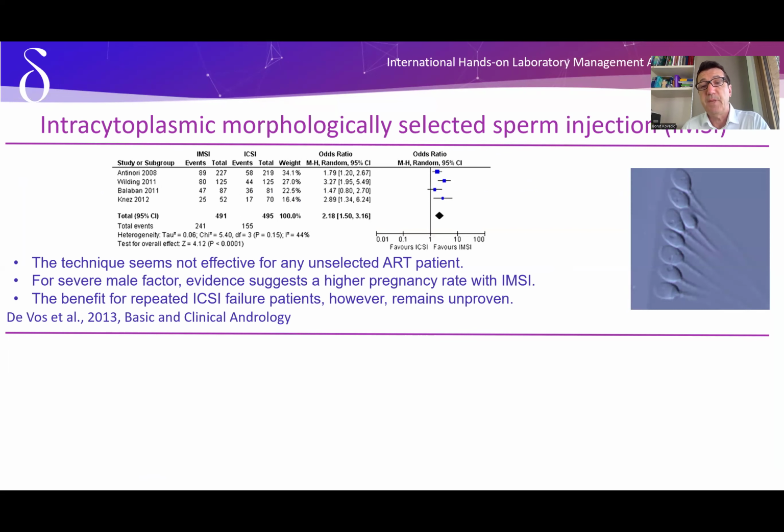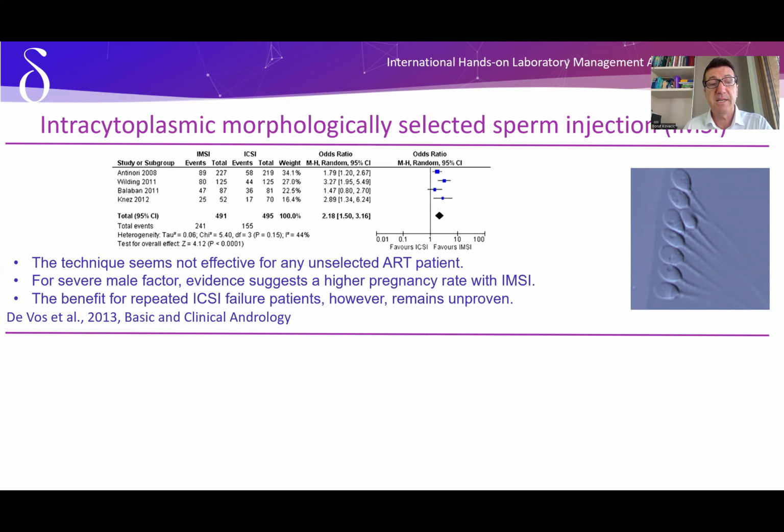What about IMSI? When this method appeared, there were a lot of studies presenting nice images with the enlarged sperm heads, and the arrows usually show the vacuoles in the head or in the nuclear region. And most of these first studies presented significant advantages and improved clinical outcome when this method was used for selection of sperm for the ICSI procedure.